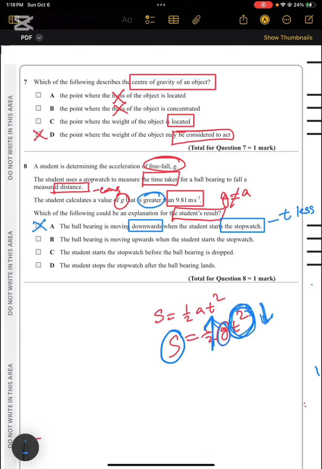So let's see why option B is not the answer. The ball is moving upward. The ball is never moving upward. If a ball is moving upward, then it will not be in free fall. So we can omit this answer.